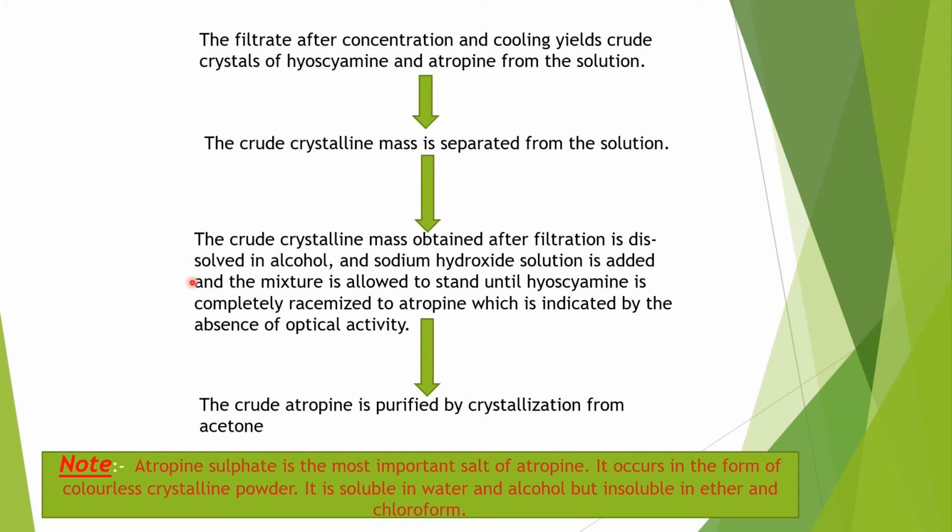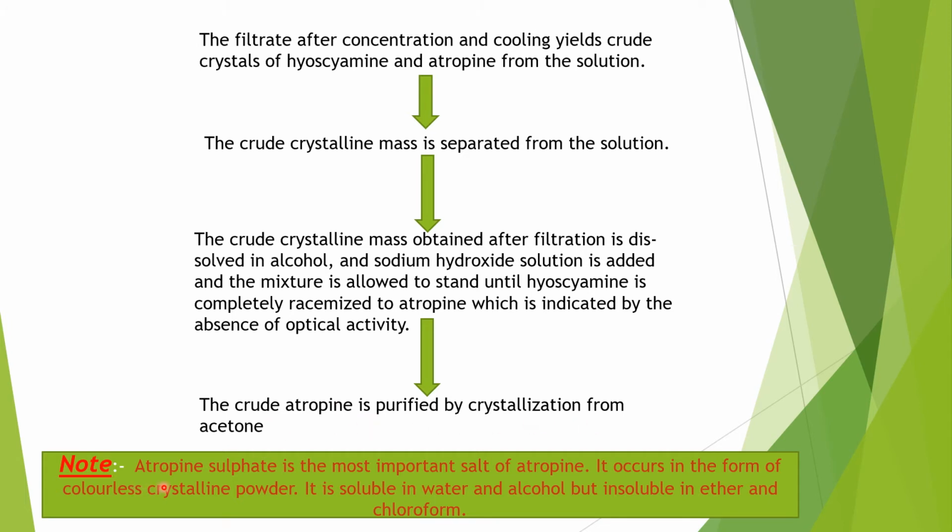The crude crystalline mass obtained after filtration is dissolved in alcohol and sodium hydroxide solution is added, and the mixture is allowed to stand until hyoscyamine is completely racemized to atropine, which is indicated by the absence of optical activity. After that, the crude atropine is purified by crystallization from acetone.